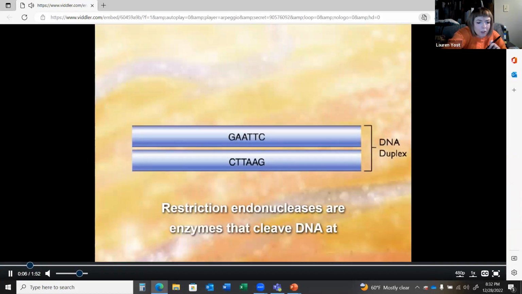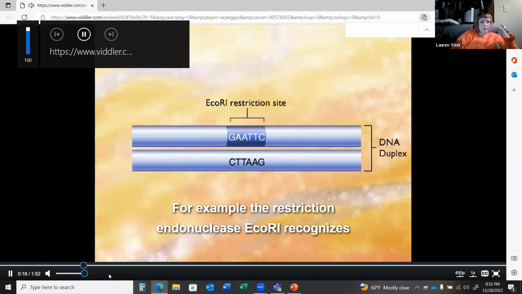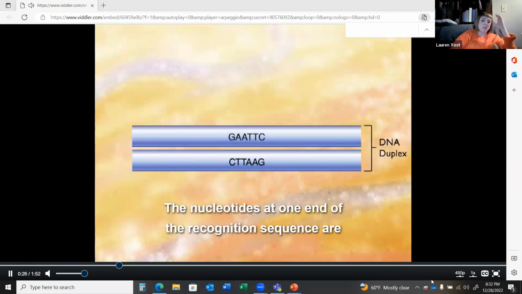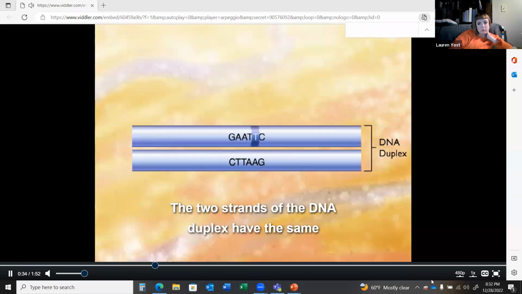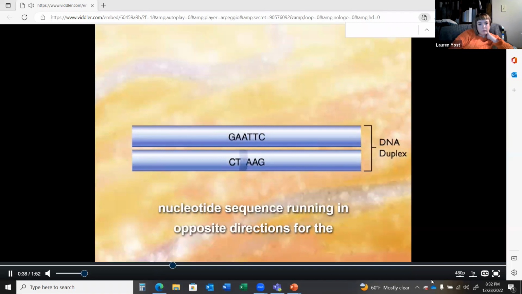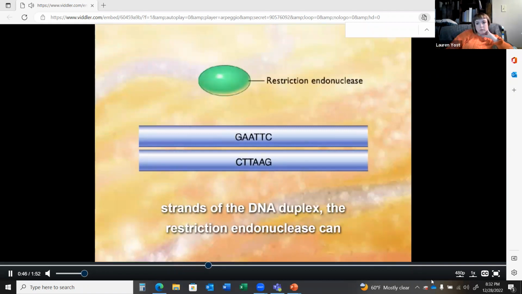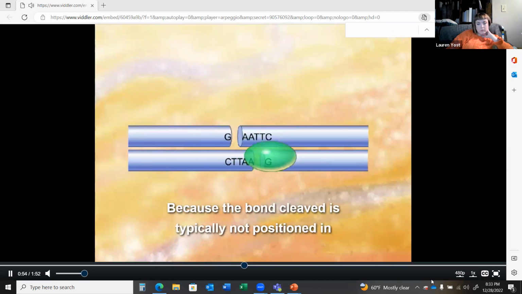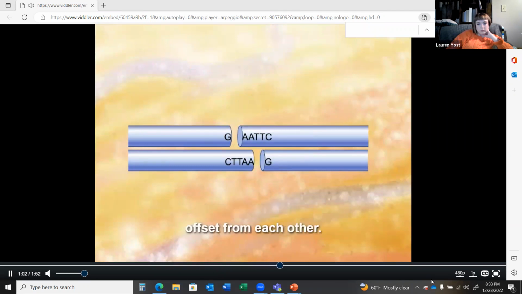Restriction endonucleases are enzymes that cleave DNA at specific nucleotide sequences. The sequence recognized is often 4 to 6 nucleotides long. For example, the restriction endonuclease EcoR1 recognizes the sequence AATTC. The nucleotides at one end of the recognition sequence are often complementary to those at the other end. The two strands of the DNA duplex have the same nucleotide sequence running in opposite directions for the length of the recognition sequence. Because the same recognition sequence occurs in both strands of the DNA duplex, the restriction endonuclease can bind to and cleave both strands of the DNA molecule. Because the bond cleaved is typically not positioned in the center of the recognition sequence, and the DNA strands are antiparallel, the cut sites are offset from each other.